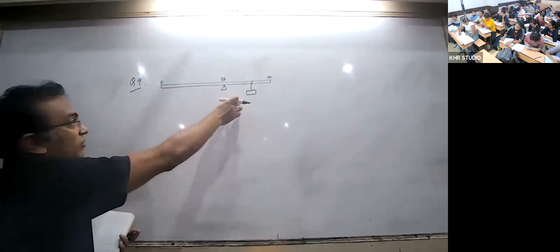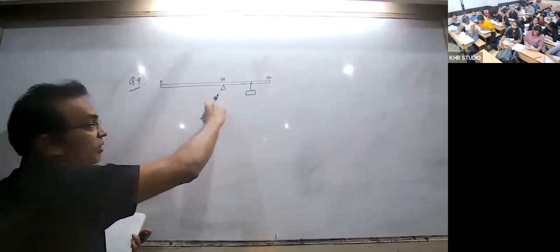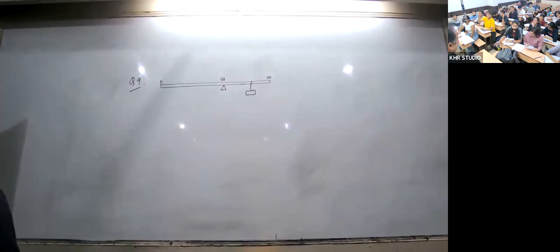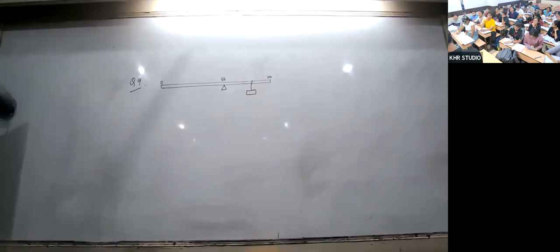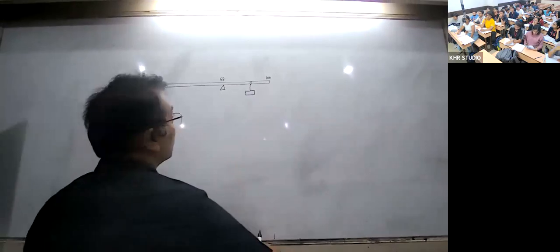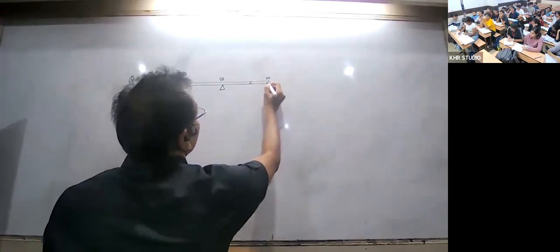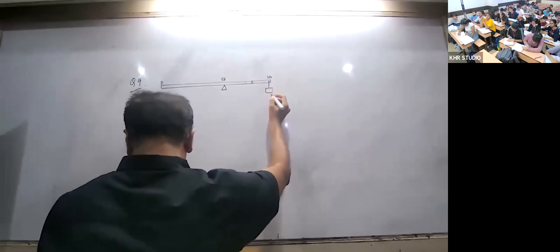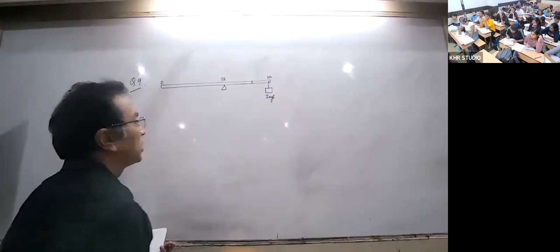Because if we don't put the weight here, it will turn anti-clockwise. But to balance it, the weight has to be suspended here. So you have to draw the correct diagram, okay? Correct. How much is the weight? 20 gram force. Okay, it's 20 gram.